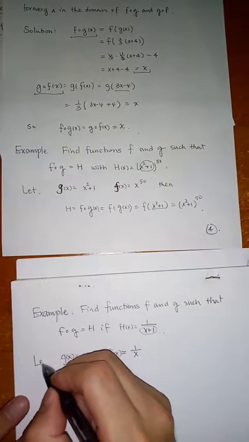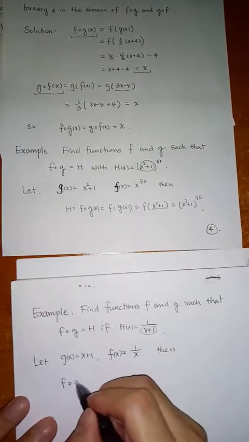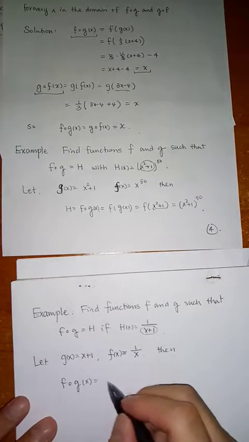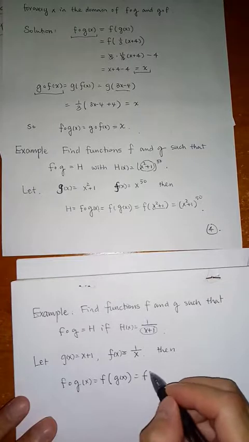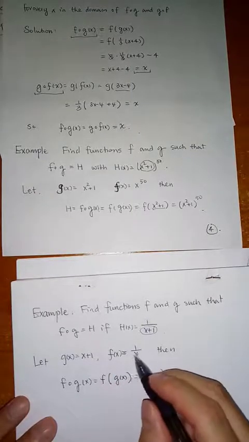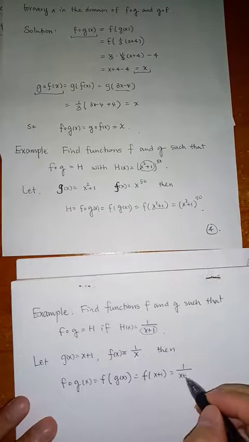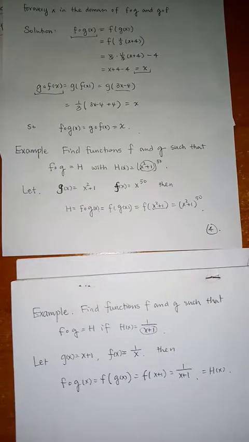So f composed with g of x is f of g of x. G of x is x plus 1, so f of x plus 1. And then whenever you have x, you write x plus 1. So it's 1 over x plus 1, it's h of x. Okay, so the decomposition always follows the order of the computation. What is your first step? What is your second step?